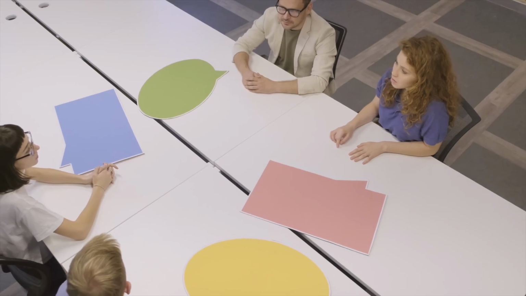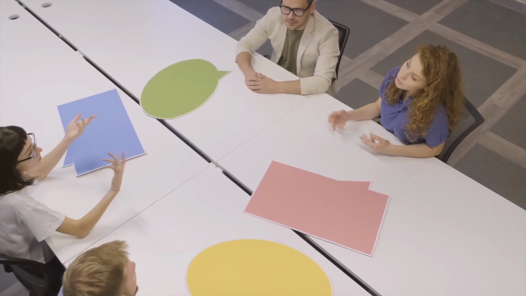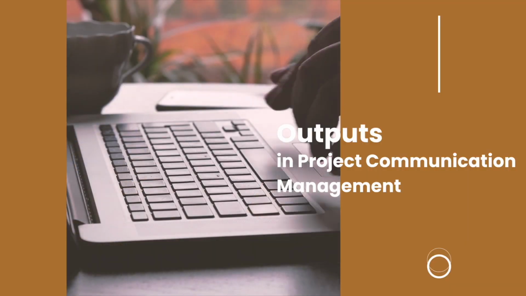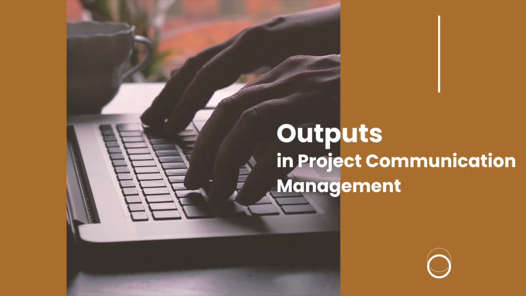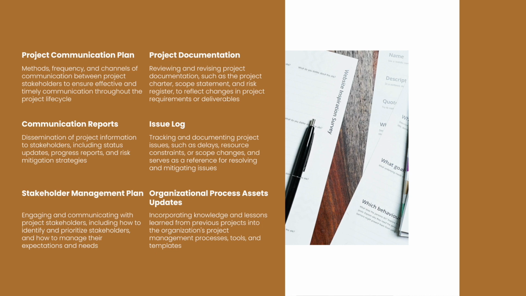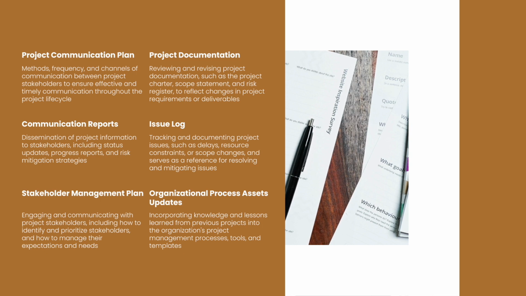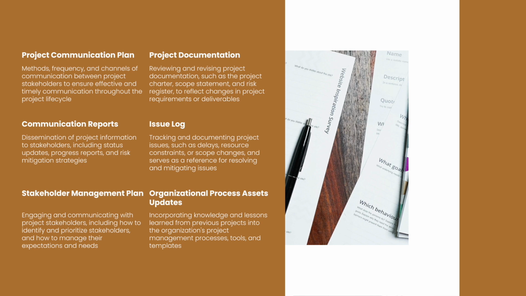Now, we will discuss the project communication management outputs. The output is the project communication management plan, which includes a communication plan. It outlines the method, frequency, and channels of communication between project stakeholders to ensure effective and timely communication throughout the project lifecycle.